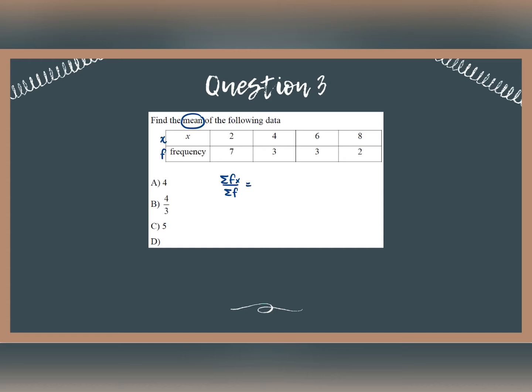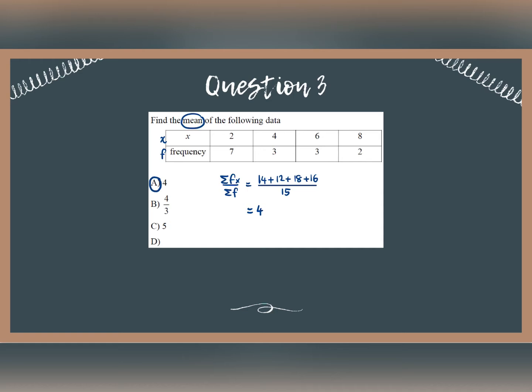So how can we get the summation of fx? We multiply x by its f. So first is 14 plus 12 plus 18 plus 16, divided by the total here. What is the total? 7 plus 3 is 10, plus 3, plus 2 is 15. You can use your calculator for this one. Let me count it first. Alright, so the answer that I get is 4. So A. As simple as that.